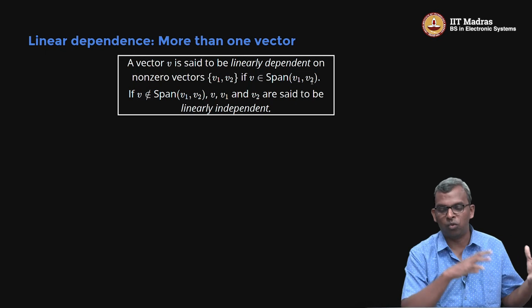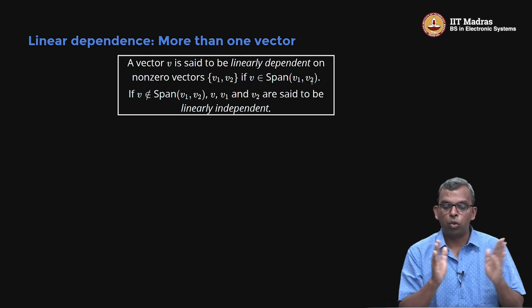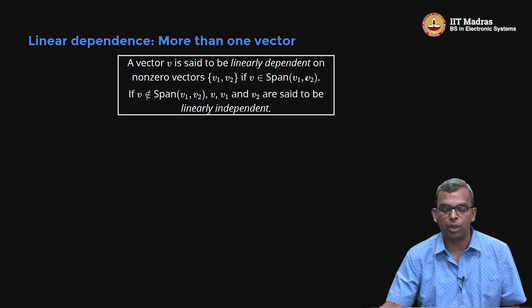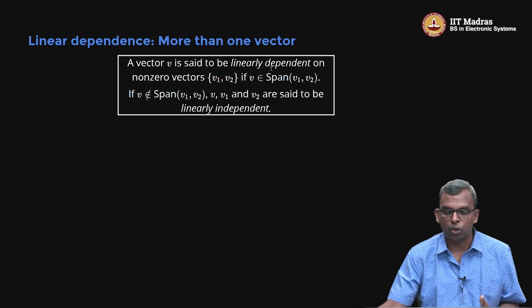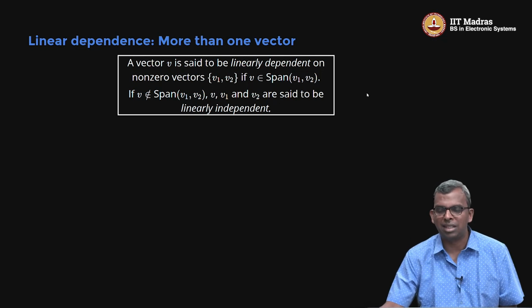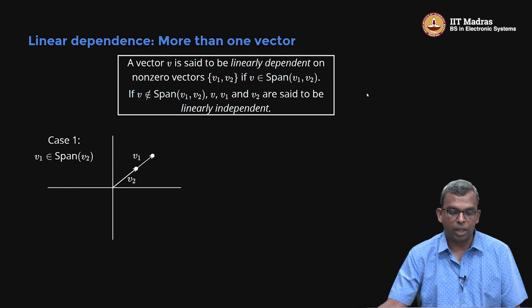So notice how we extended from the previous definition. We had one vector, it was easy to see scaling. When you have two vectors, you allow for all linear combinations. If v belongs to the span of v1, v2, then we say v is linearly dependent on v1, v2. If v does not belong to the span of v1, v2, then v, v1 and v2 are said to be linearly independent. This is in the non-zero case. We'll generalize soon enough.